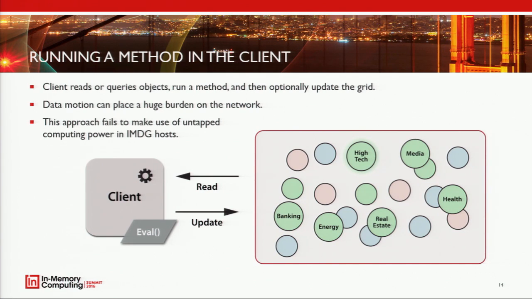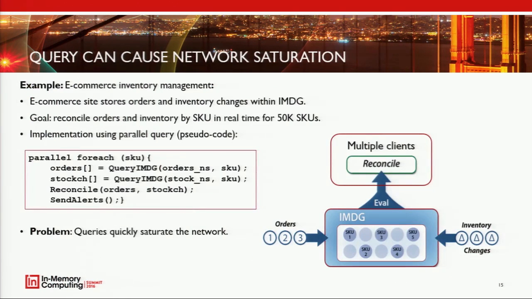So, OK, what are we doing here? We're querying or reading the grid in order to do what? Computation in the client, the application server. So if you see here, the client is going to read an object from the grid and then perform some operation, which I'll just call eval here. The parallelogram will mean code. And then it might update the grid after it's done. So what we have here is a lot of data motion, especially if there's a parallel query.